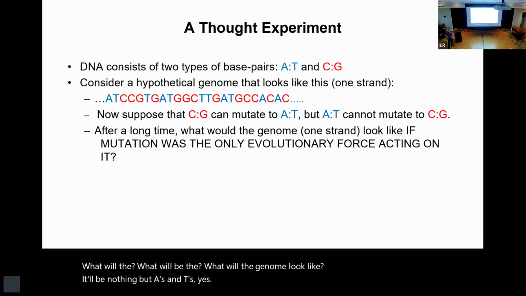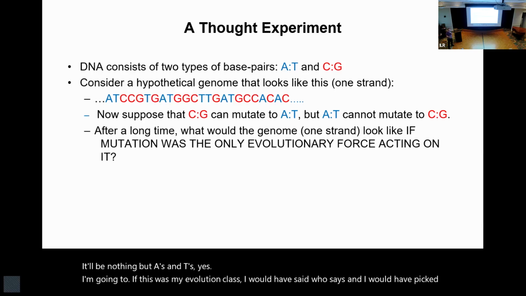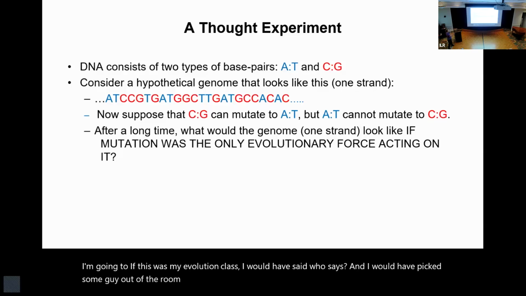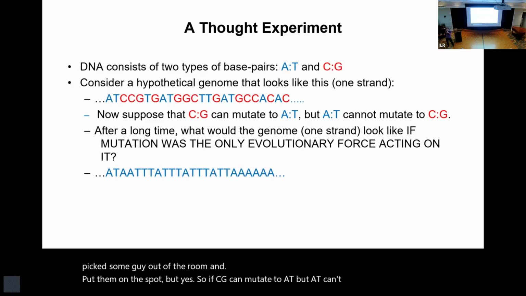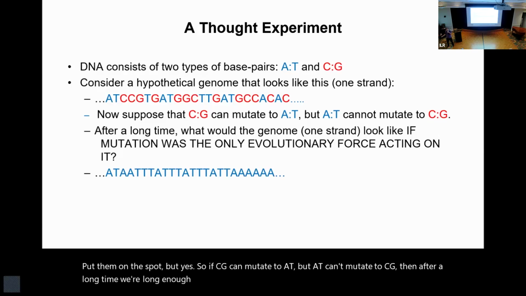If this was my evolution class, I would have picked some guy out of the room and put him on the spot. But yes, so if CG can mutate to AT, but AT can't mutate to CG, then after long enough time, all you got is ATs. And this is mutational equilibrium.